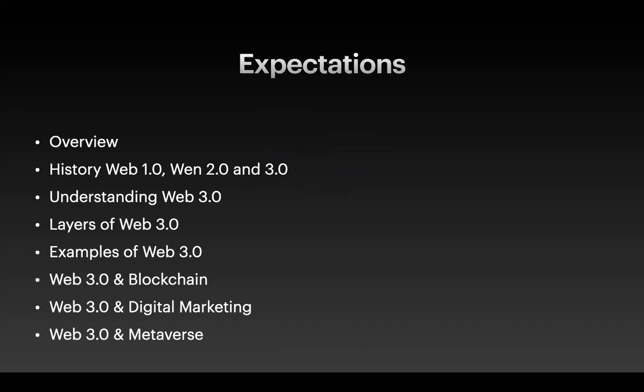So we will be understanding how the web has evolved. What was the first version of the web? How was that, and how did it evolve? And right now we are at Web 3.0, and how it happened. What are the differentiating factors? We'll try to understand a little bit about what Web 3.0 actually is. What are the different layers? And we will look at some examples of who is already using Web 3.0.